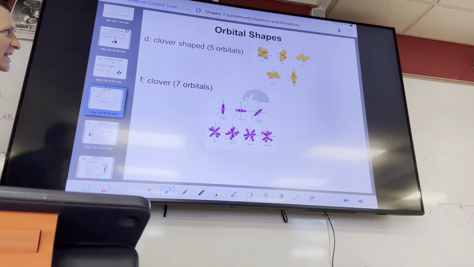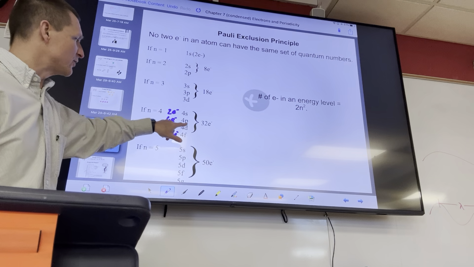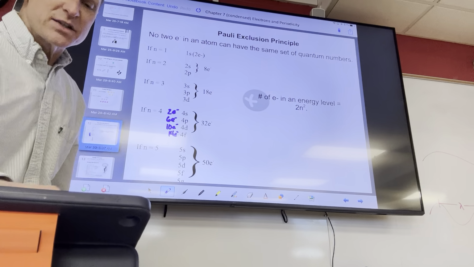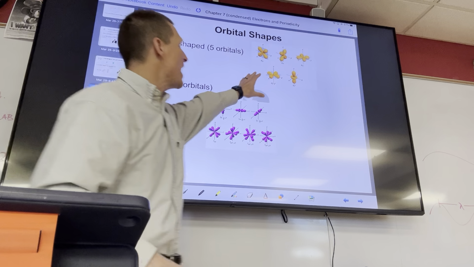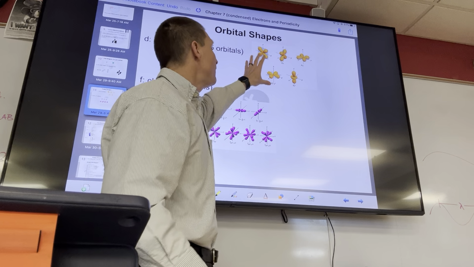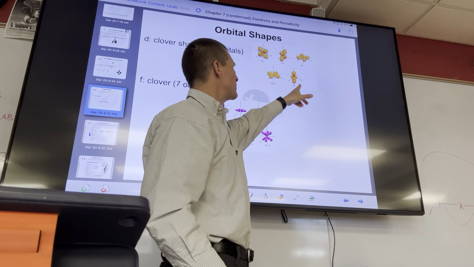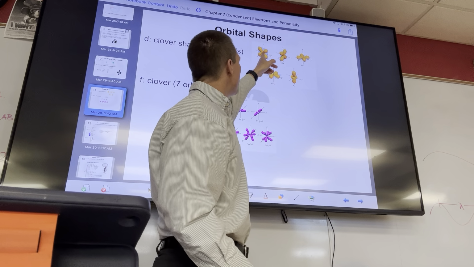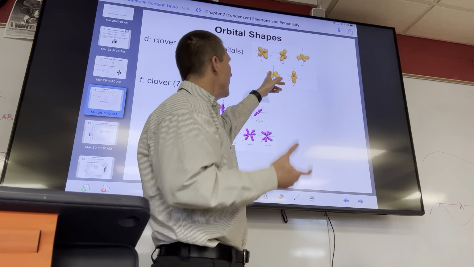There are 5 d orbitals possible. That was why the d has room for 10 electrons, is because there's 5 d orbitals, each allowed to hold 2 electrons. So when we look at the d's, this wacky set of 5 different shapes, 4 of them are the same shape, and then we get to this last one. 4 parts, 4 parts, 4 parts, 4 parts. I mean, there's all of our d's.